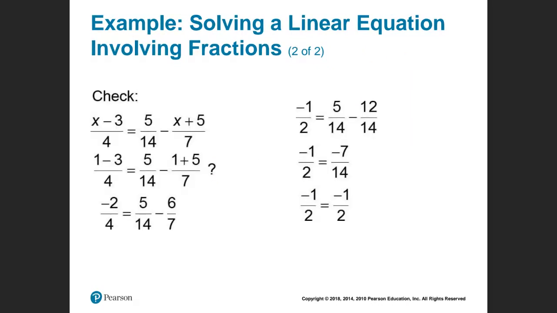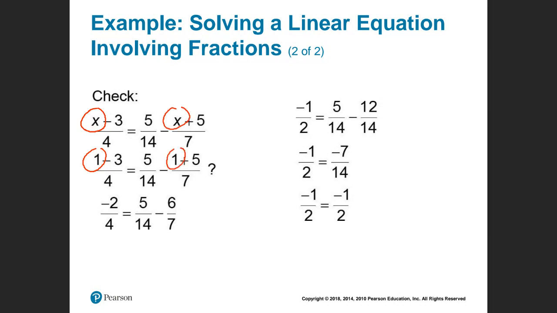So now we have to check. Go to the original. The original is x minus 3 over 4 equals 5 over 14 minus x plus 5 over 7. You just check with x equal to 1. Replace x with 1.